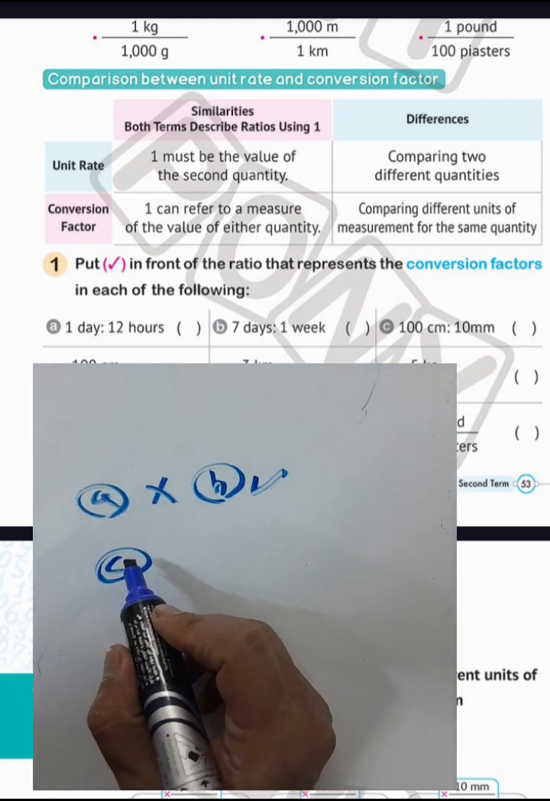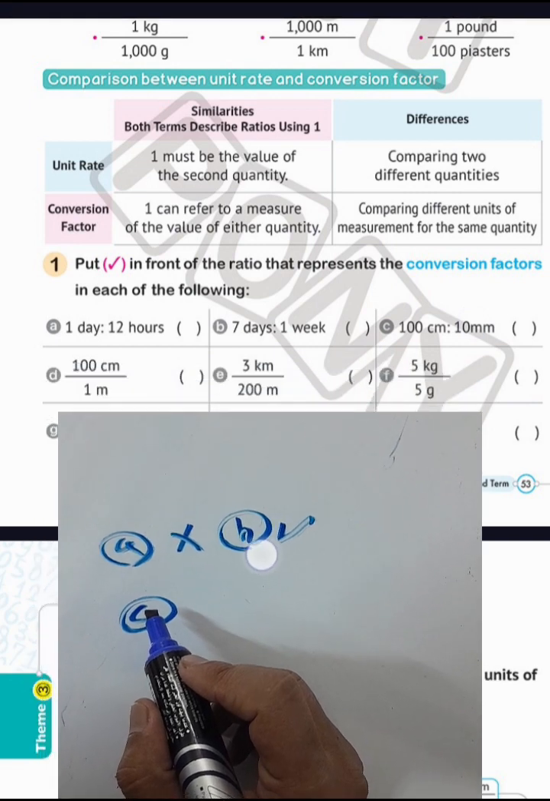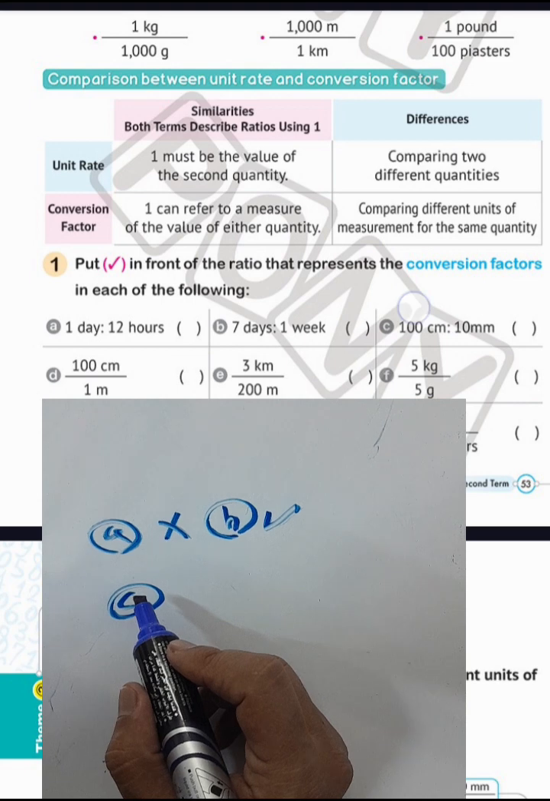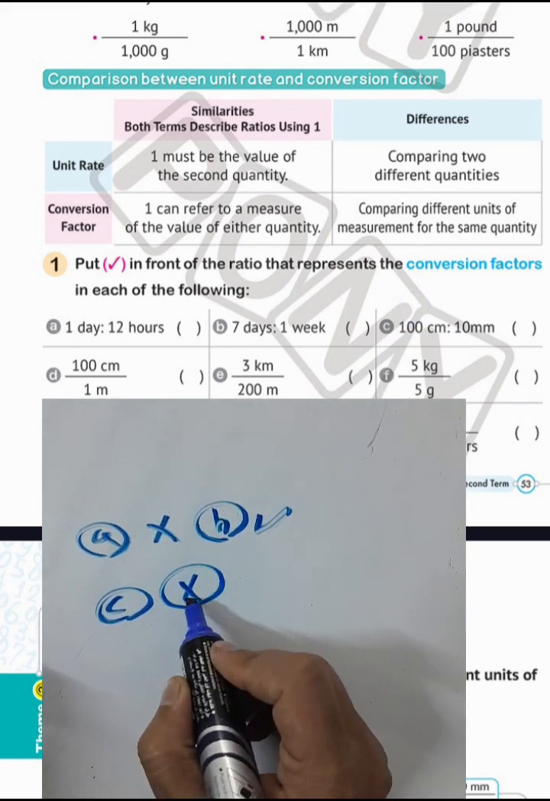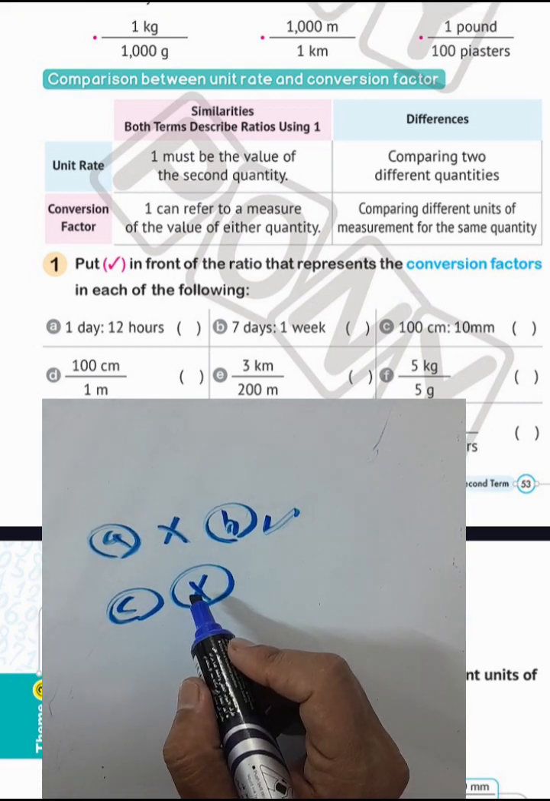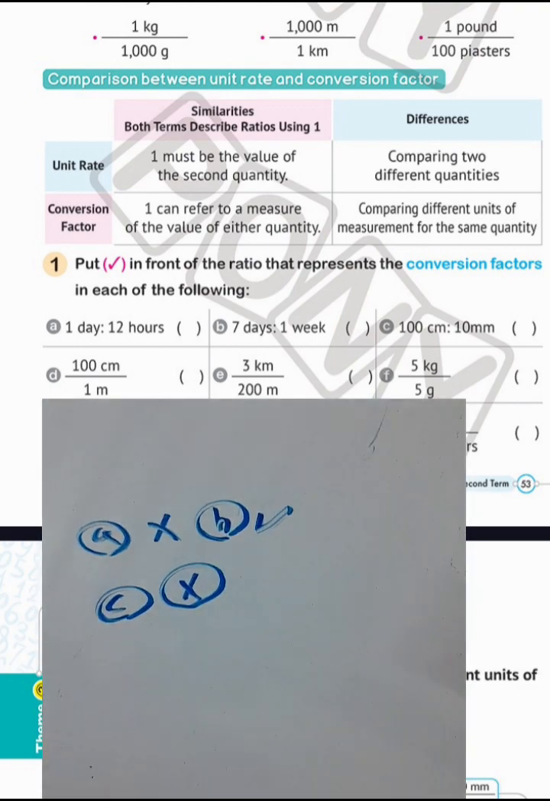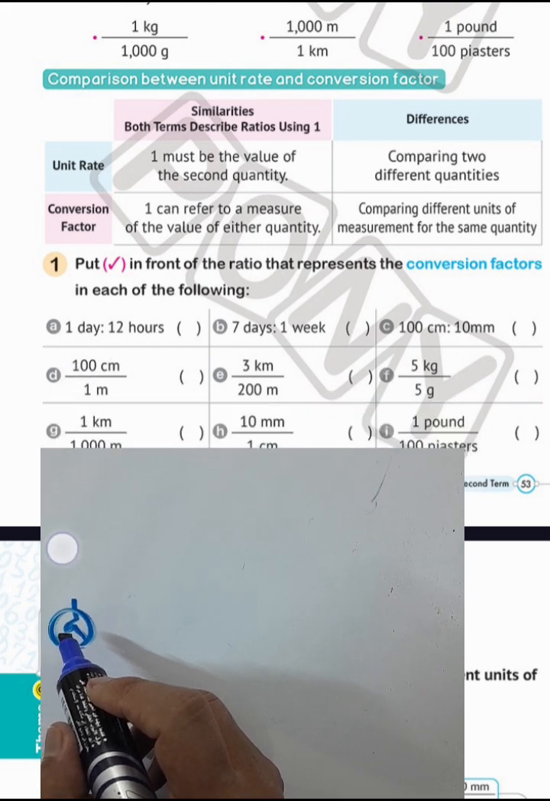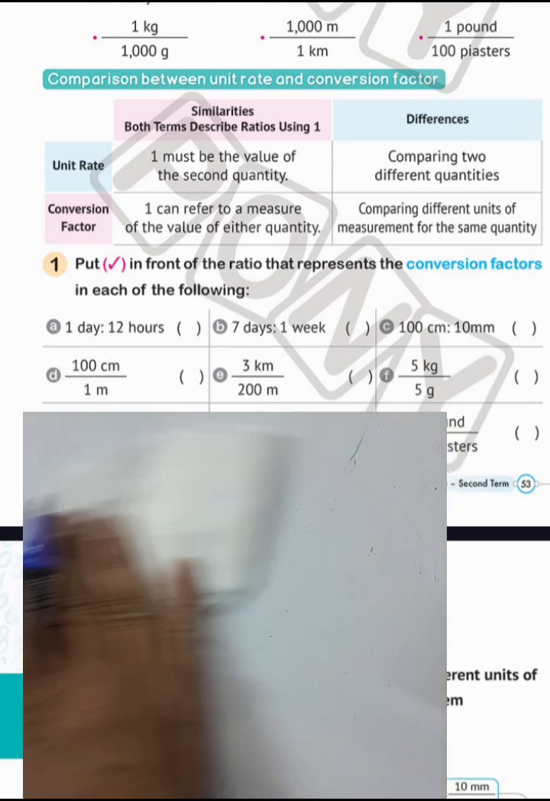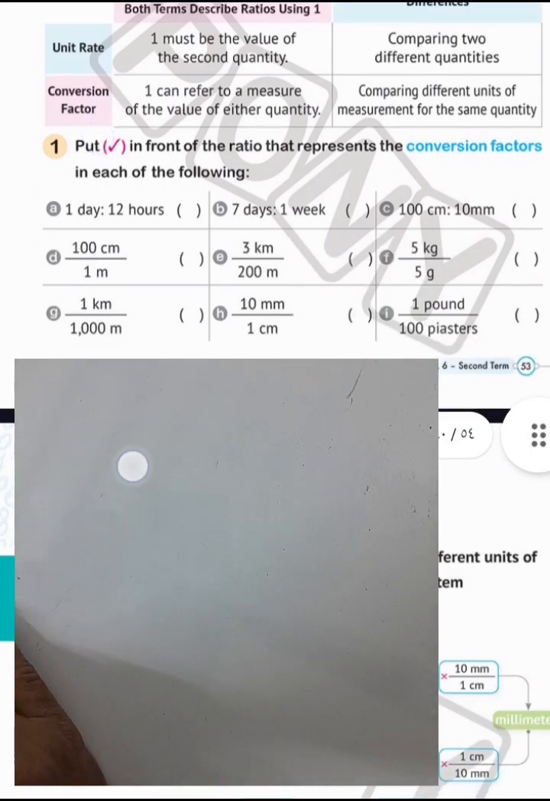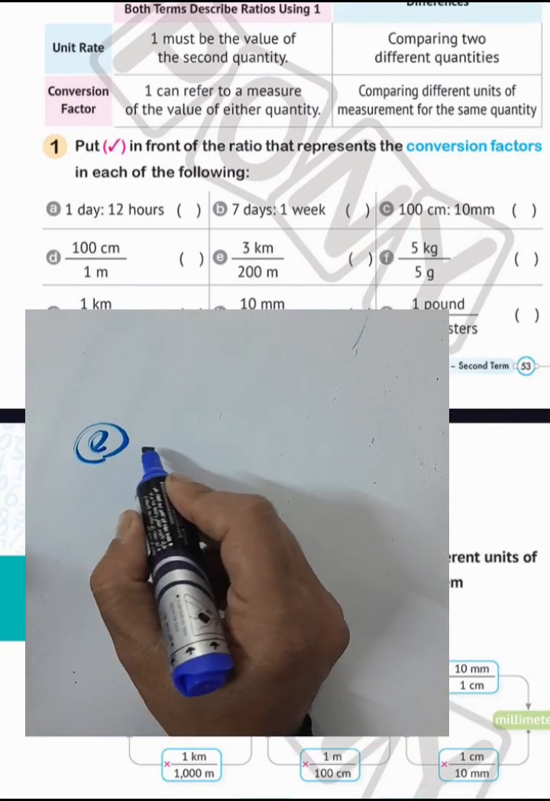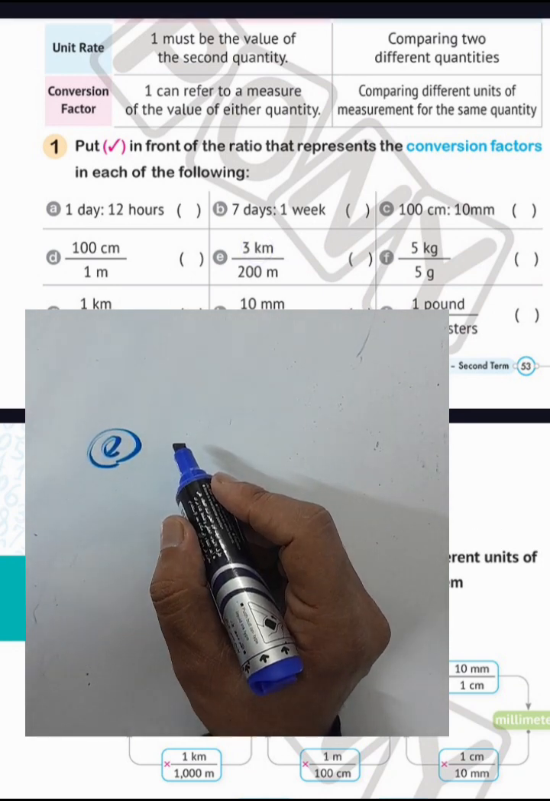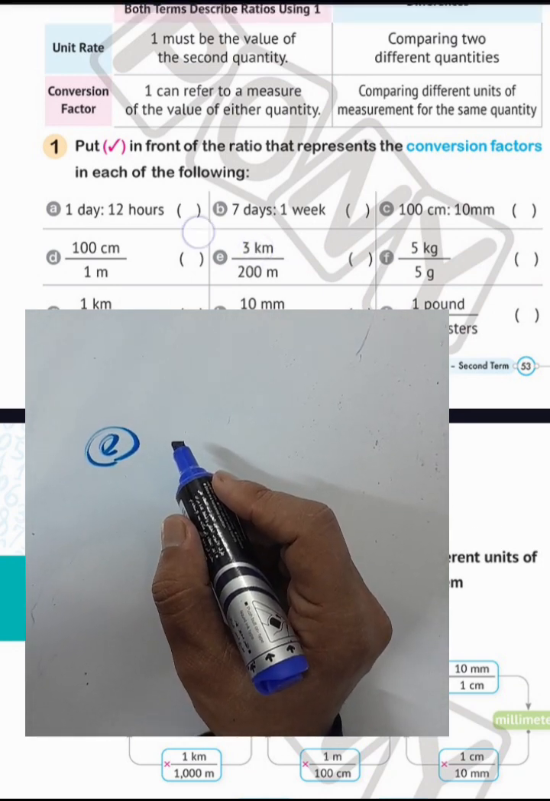Letter C, 100 centimeter, 10 millimeter. Yes, you can compare centimeter and millimeter by multiplying by 10. No, it's false because 100 centimeters equal 1000 millimeters. It's false. What about letter D? We have 100 centimeter over 1 meter. It's equivalent. Question letter D is true. Question letter E, we have 3 kilometers over 200 meters. No, it's false. It's not a conversion factor because 3 kilometers equal 3000 meters.